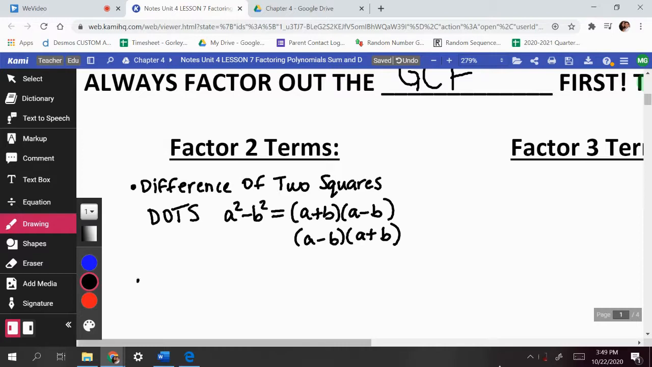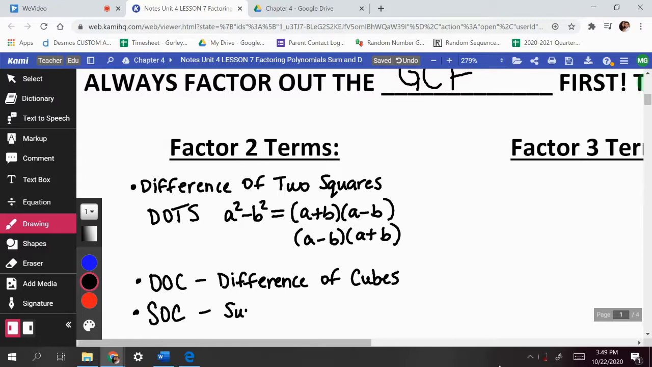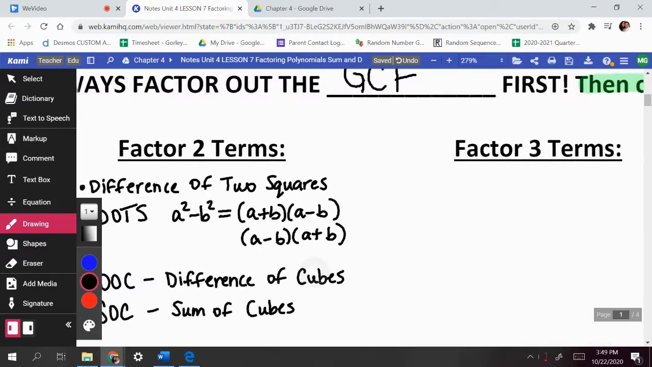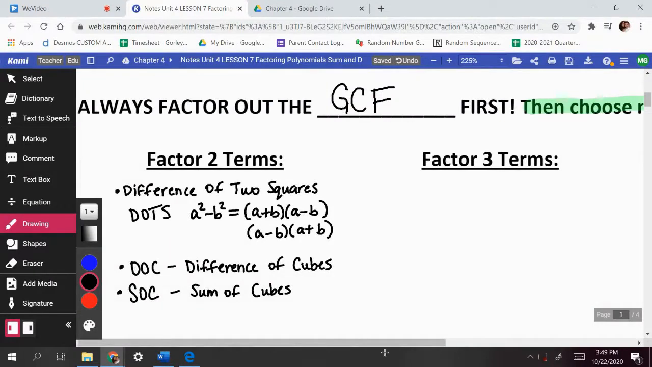The other technique we can use with two terms that we have not learned yet is difference of cubes. And we'll go over that rule today. And then we also have something for sum of cubes, which again, that's a new factoring technique that we'll talk about today. For three terms, we're going to do trinomial factoring, and we've got some different techniques that we can use for that.